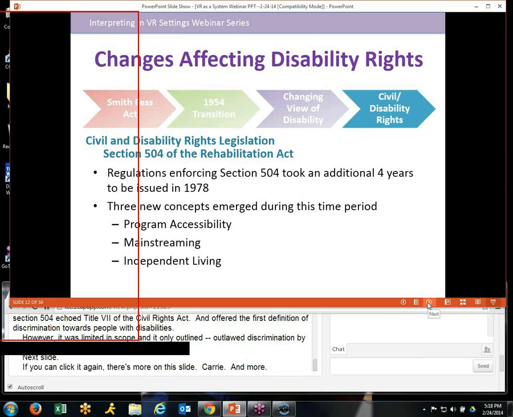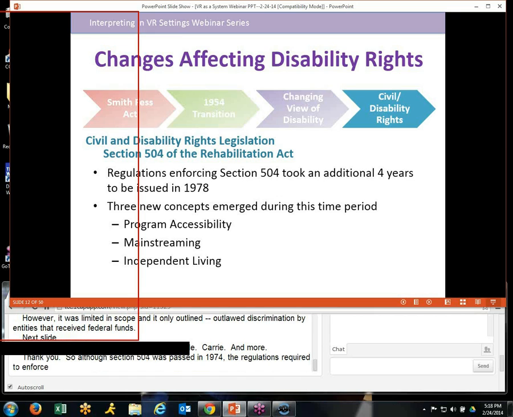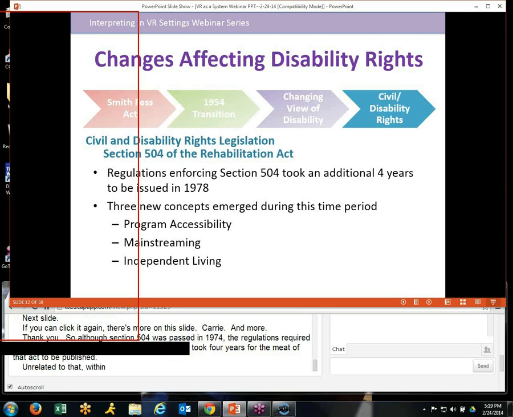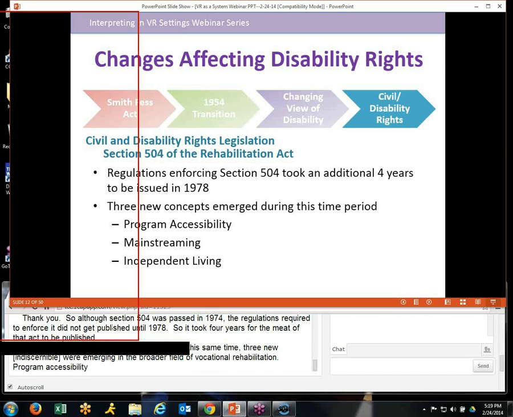Thank you. So although Section 504 was passed in 1974, the regulations required to enforce it did not get published until 1978. So it took 4 years for the meat of that act to be published. Unrelated to that, within the broader society at the same time, three new concepts were emerging in the broader field of vocational rehabilitation: program accessibility, the concept of mainstreaming, and independent living.